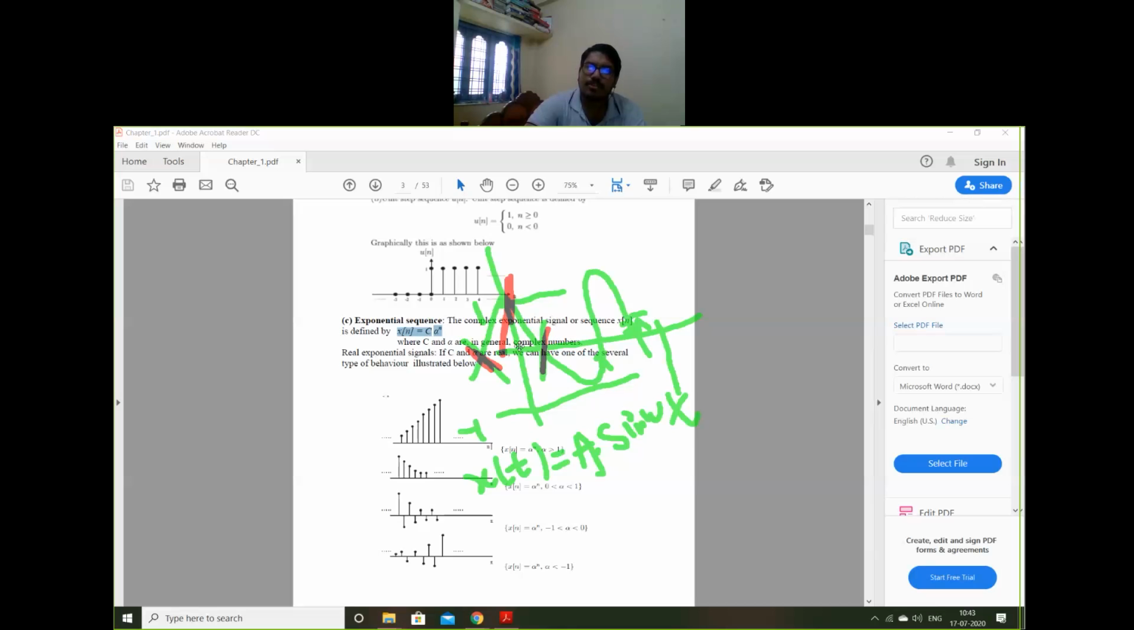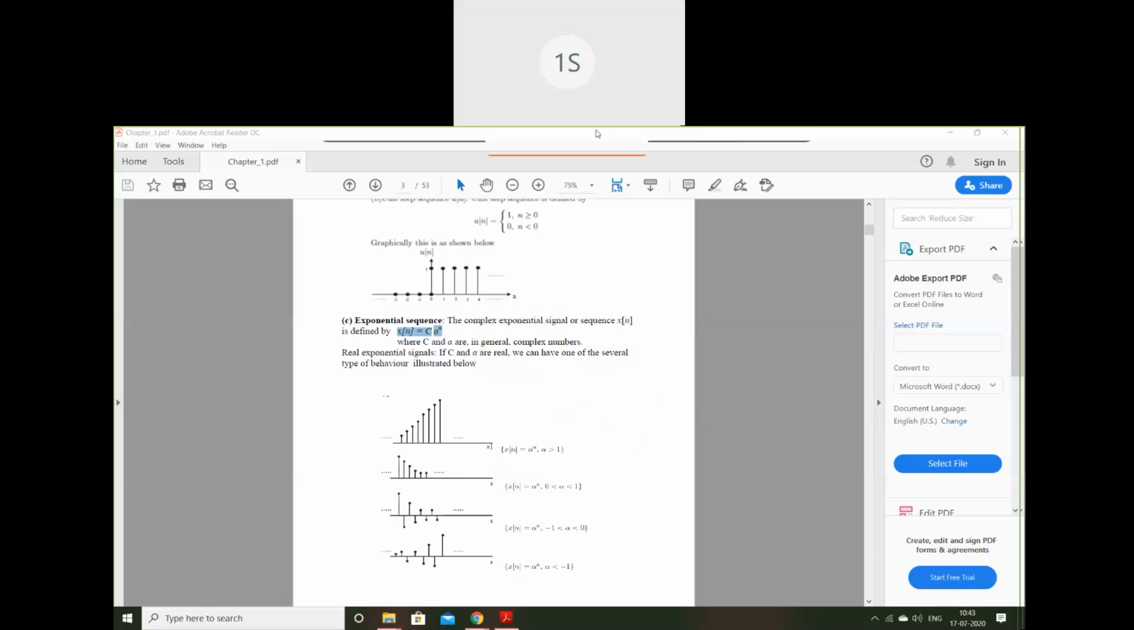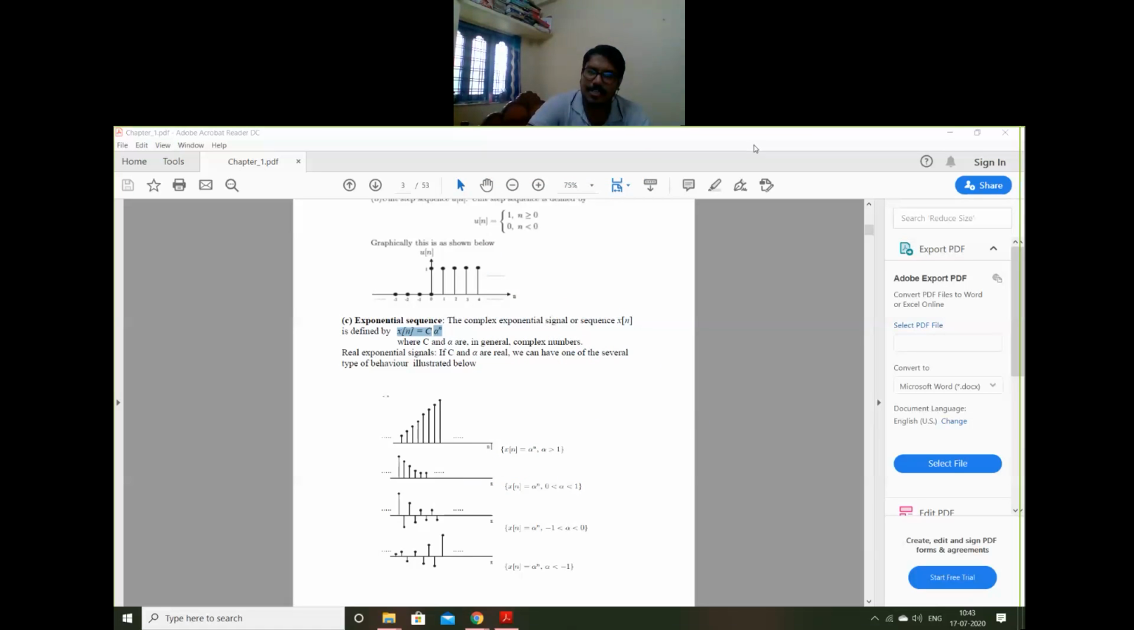Pi by 2. Pi by 2 is how much? 90. Beautiful. So pi by 2 is 90 degrees. So sine and cos are just 90 degrees phase shifted, and these all are our sinusoidals.